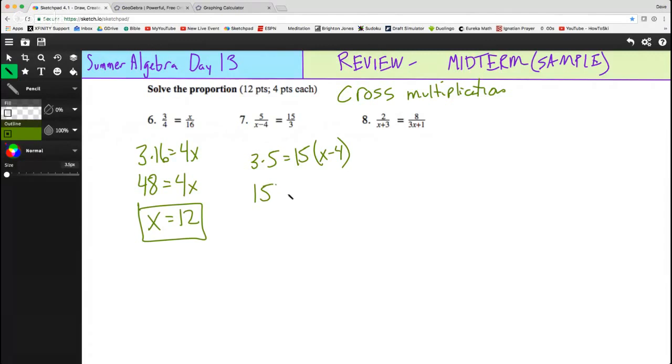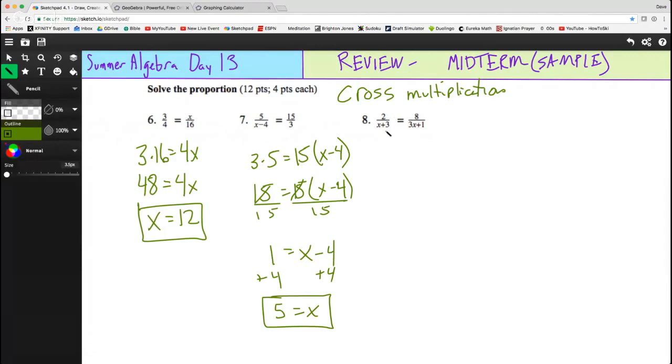Well, cancel my 15s, or divide both sides by 15 is another way to think about it. And I get 1 equals x minus 4. Add 4 to both sides, and I get x equals 5. There's multiple ways to get to this answer. That's the fastest way I can think of.